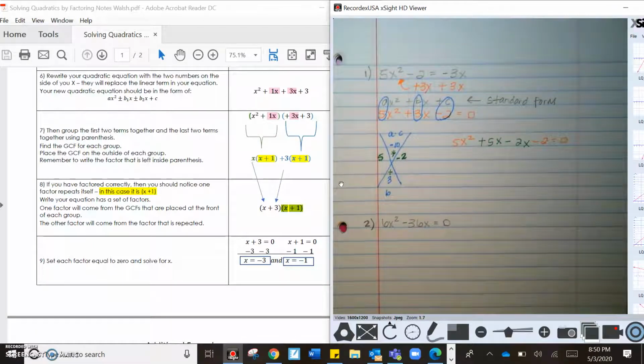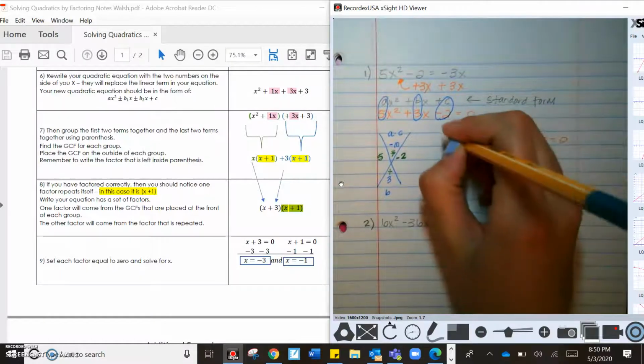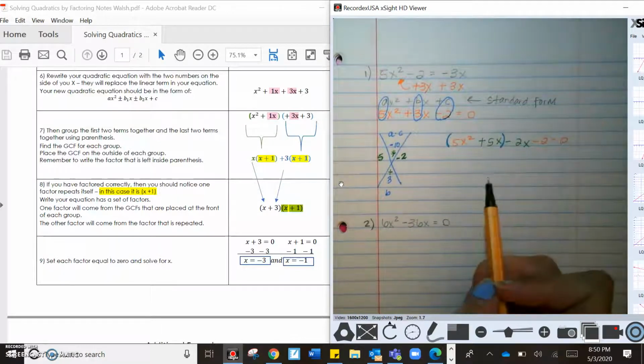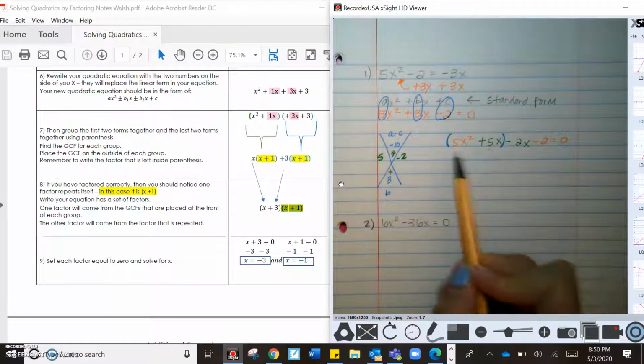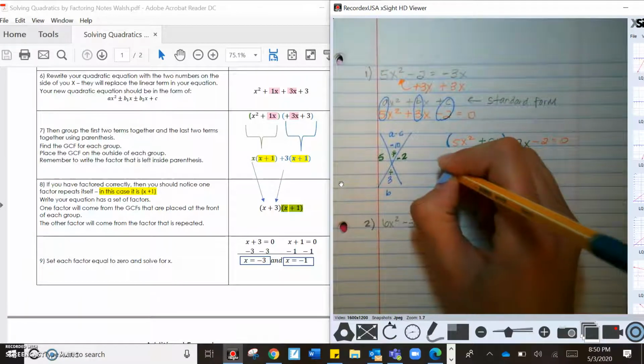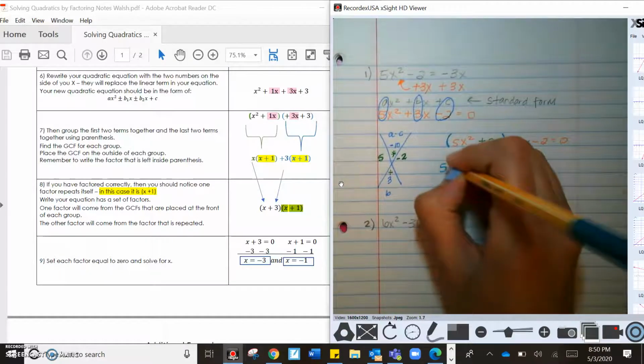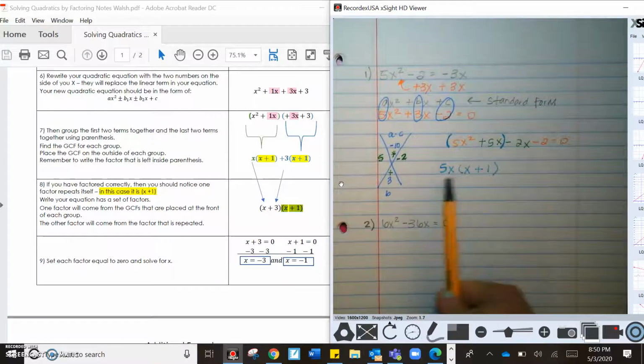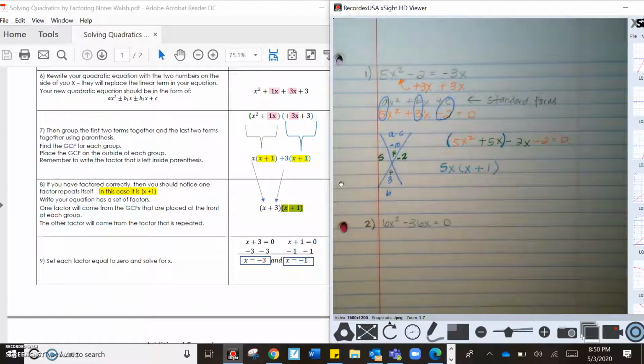So when we group, we're grouping the first 2 terms first. So out of these first 2 terms, what do they have in common? Both of them have a 5 in common and an x. So what's left over is x plus 1. If I were to multiply this out, I'm going to get these first 2 terms back: 5x squared plus 5x.